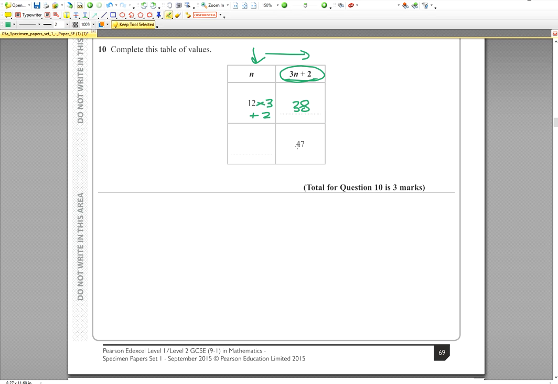Now, for this one here, 47, we've got to work it backwards. So 47, we have to minus the 2 and then divide it by 3, and that will give us the answer over here. So 47 minus 2 will give us 45. Then we do 45 divided by 3, and the answer will be 15. Done. Are we happy with that?